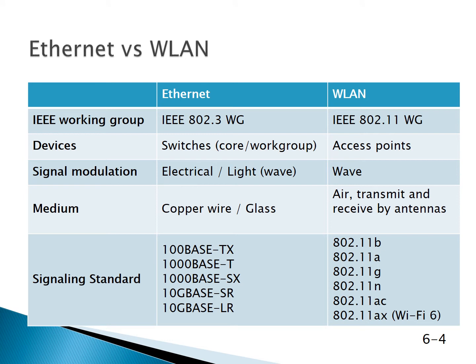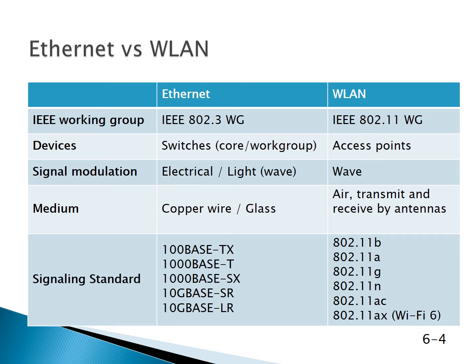For signal modulation, Ethernet uses electrical signal or light. Basically, they are electromagnetic waves. For wireless, it's also the same: electromagnetic waves transmitted through the air. But of course, in Ethernet, the electrical signals go through copper wire, and the light wave goes through fiber optic, so as we said, copper wire and glass. For wireless, it's mainly through air, transmitted and received by antennas.